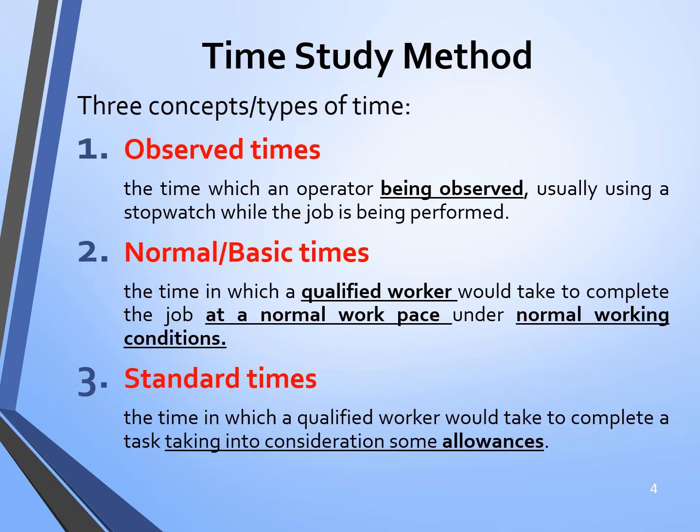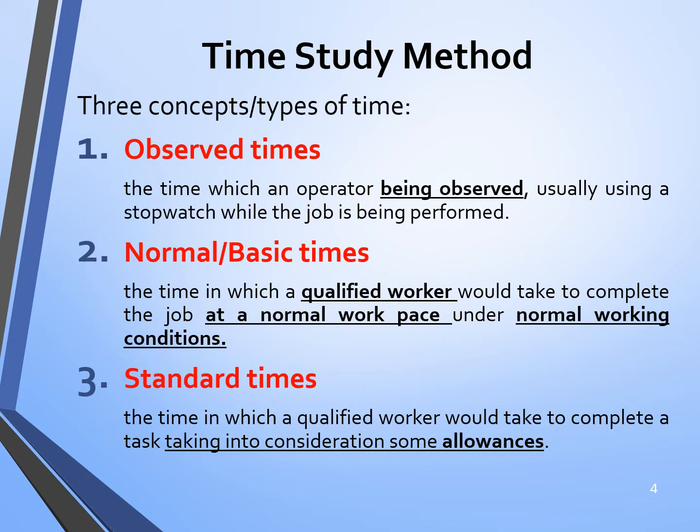Okay, in order to use the time study method, you need to understand the three types of time first, or the three concepts of time. The observed time, basic time, also called normal time, and also the standard time. So what is meant by observed time? The word observe means pemerhatian. It is the time of an operator being observed, usually using a stopwatch while the job is being performed.